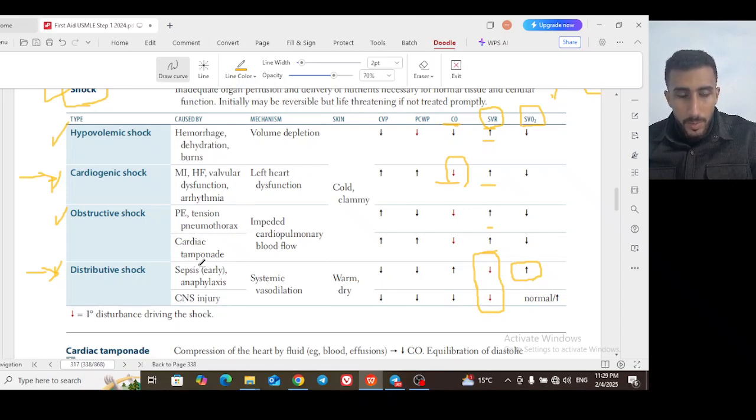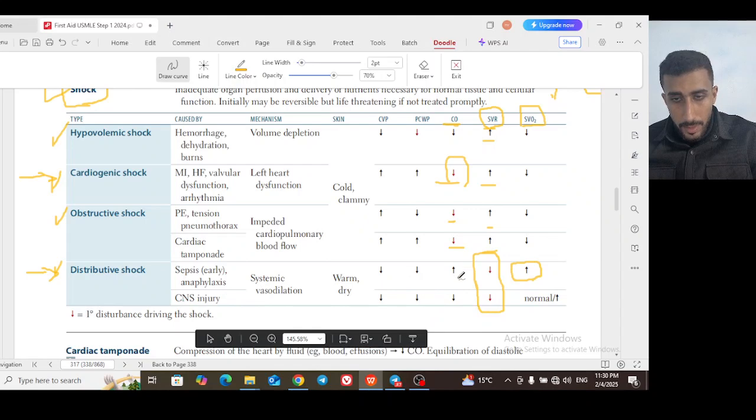the heart. Cardiac tamponade means pressure on the heart. Tension pneumothorax is also going to constrict the great vessels in the thorax, and so this will decrease the cardiac output. But for the distributive shock, the primary defect here, you remember, is the peripheral vasodilation. So the heart is going to counteract in sepsis and anaphylaxis by increasing its cardiac output.